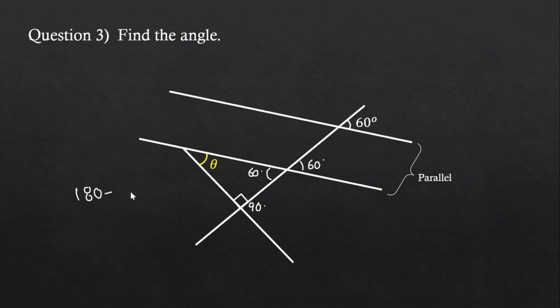180, which is the total, minus 60, minus 90. It is 30 degrees. So that means the theta should be equal to 30 degrees. Make sense? It wasn't that hard, no?